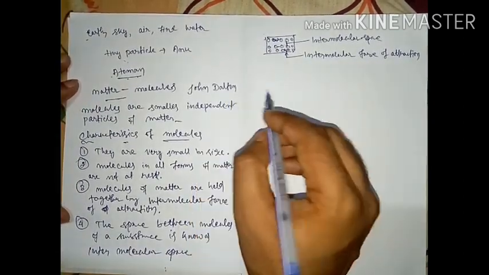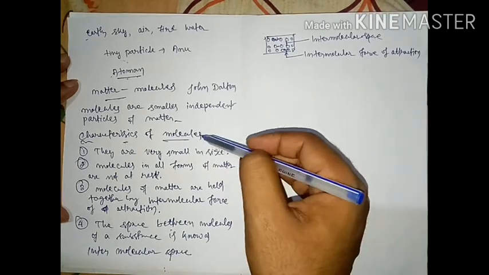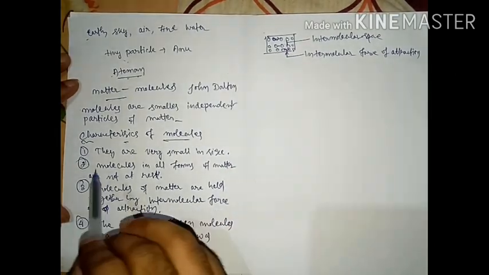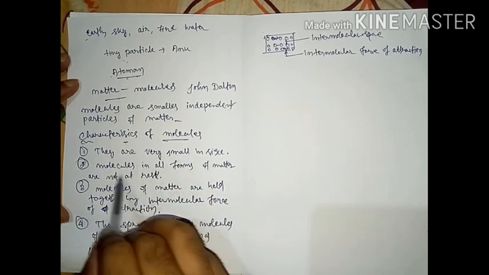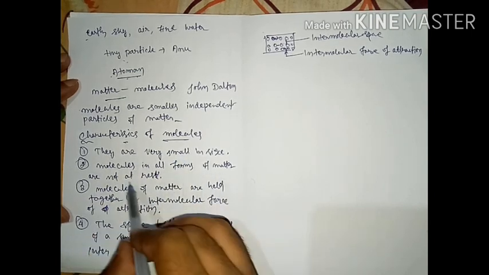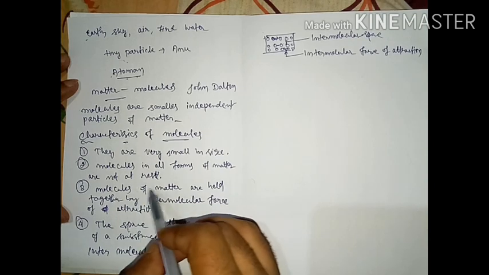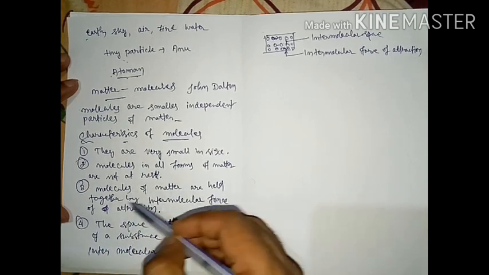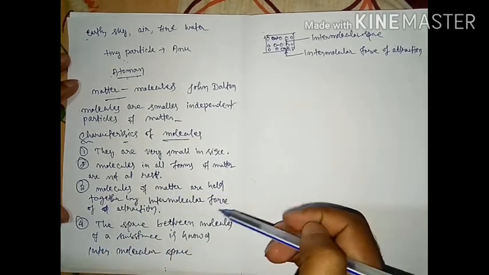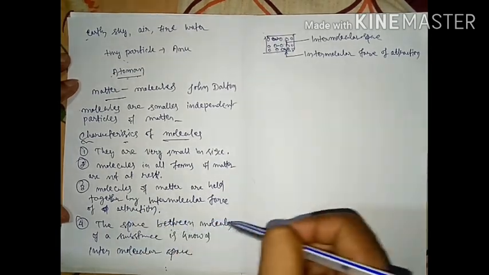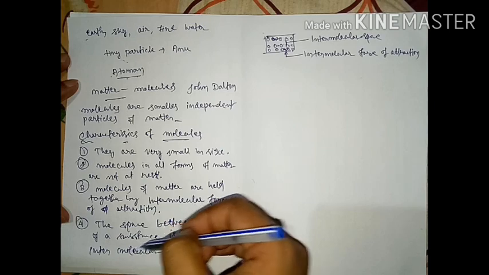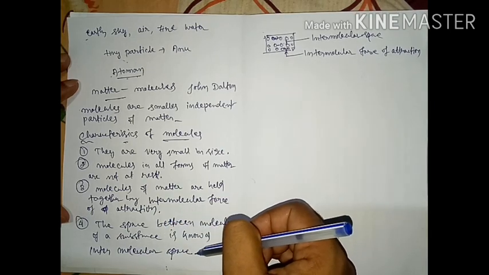So this is everything about the characteristics of molecules. What was the first? They are very small in size. Molecules in all forms of matter are not at rest; some are in motion, some are at rest. Molecules of matter are held together by intermolecular force of attraction, and the space between molecules of a substance is known as intermolecular space.